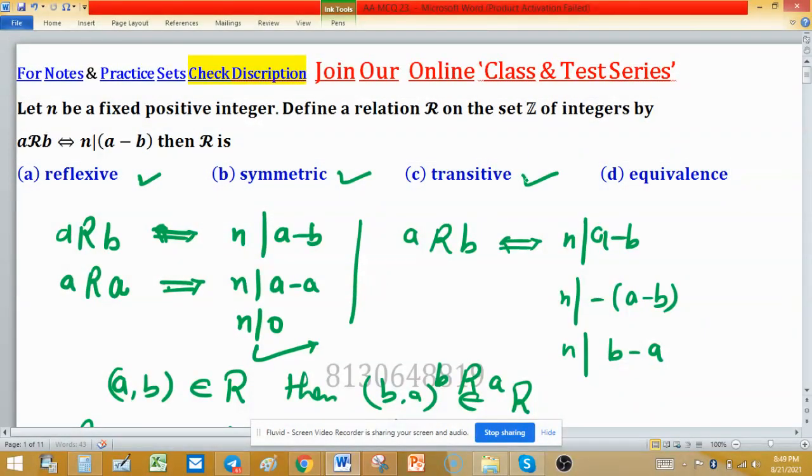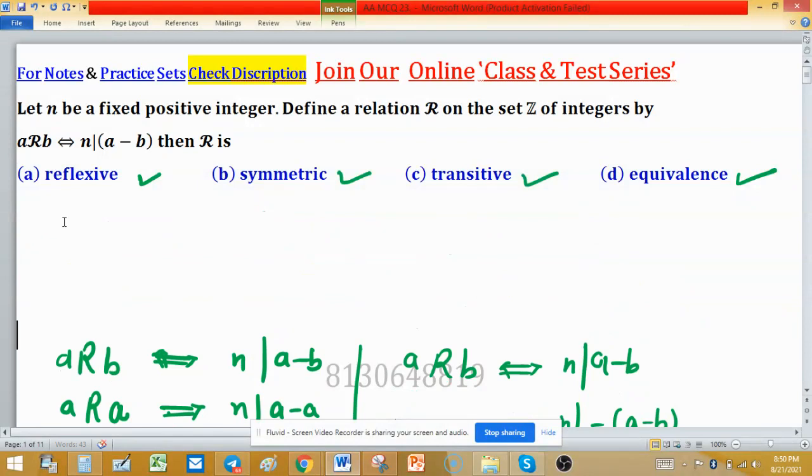If a relation is reflexive, symmetric, and transitive, then we can say it is an equivalence relation. So all four options are true. Some students may make a mistake here: they will put option D, not A, B, C, because equivalence relation satisfies all properties.